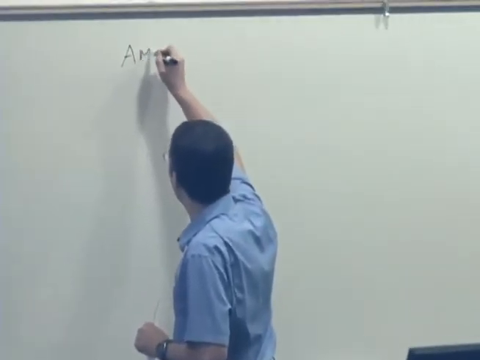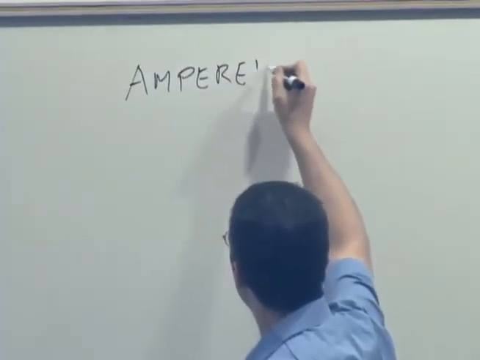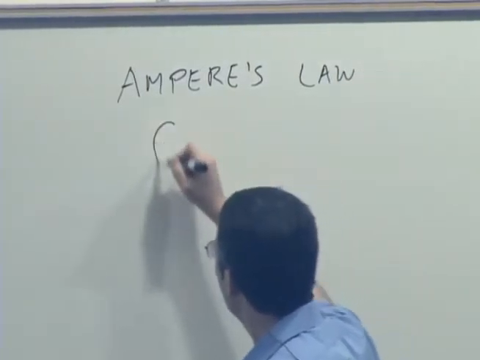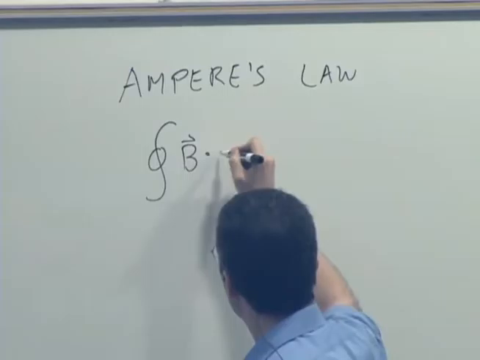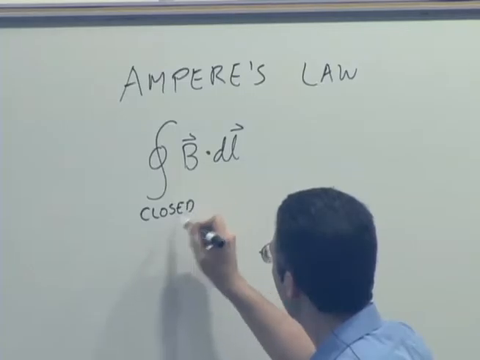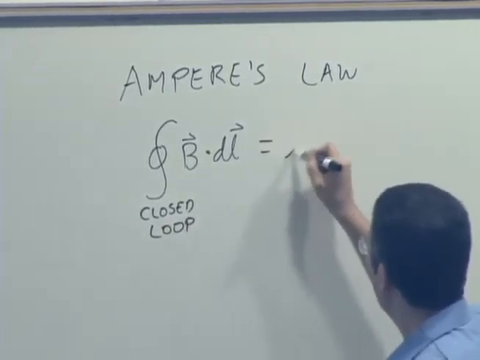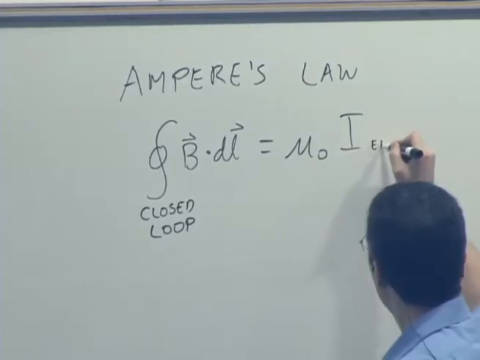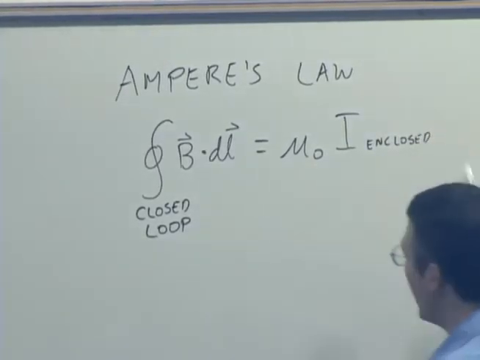I want to finish up Ampere's law today, the last part of chapter 22, and then hopefully we'll have time to start the next chapter. We introduced last time Ampere's law as the path integral of B dot dl over a closed loop being equal to mu naught times the enclosed conventional current.